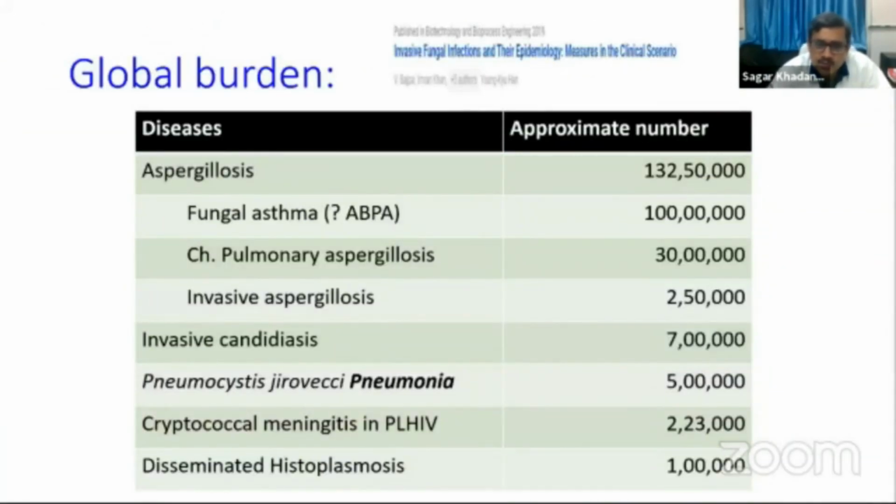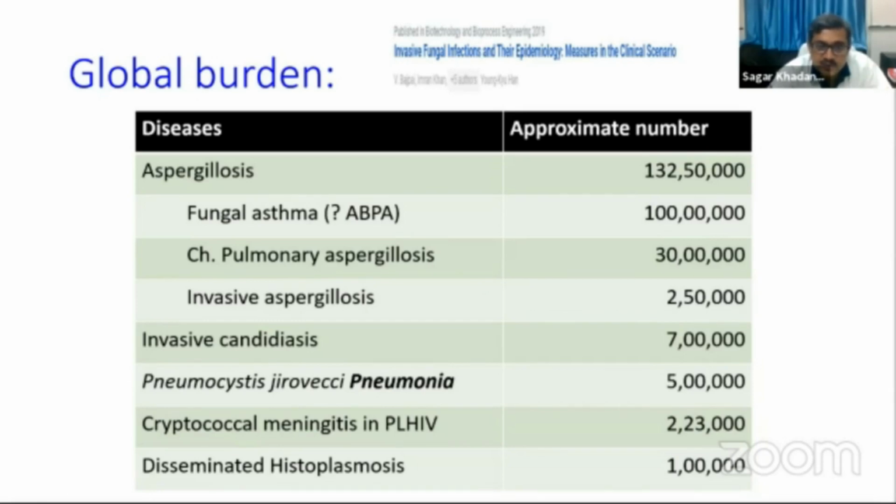Coming to the global burden, look at the numbers, the galloping numbers. Aspergillosis, 132 lakhs per year. Most of them present with ABPA, that is allergic bronchopulmonary aspergillosis or fungal asthma, around 100 lakhs. Chronic pulmonary aspergillosis, 30 lakhs. Invasive aspergillosis, 2 lakhs and 50,000.